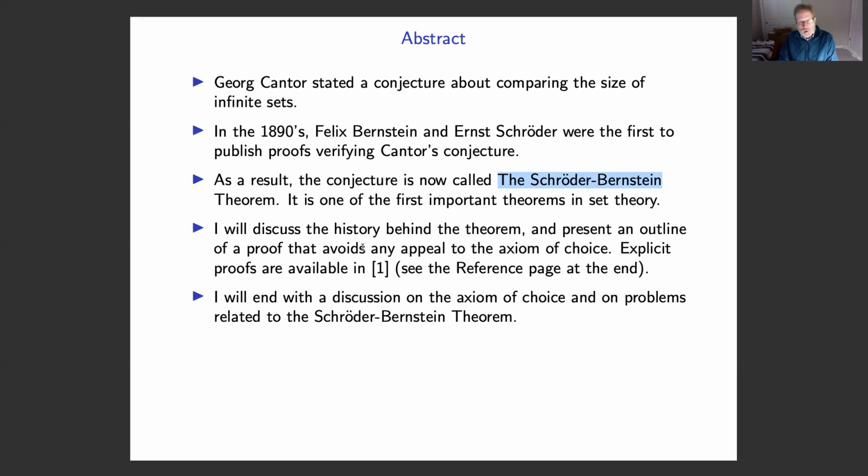I will discuss the history behind the theorem and present a proof that avoids any appeal to the axiom of choice. I will talk about the axiom of choice a little bit at the end of the talk. It's an important axiom of set theory and of mathematics as well. I will end with a discussion on the axiom of choice and on the problems related to the Schroeder-Bernstein theorem.